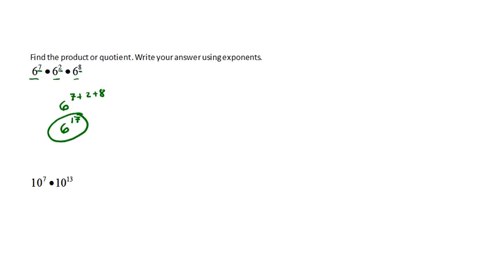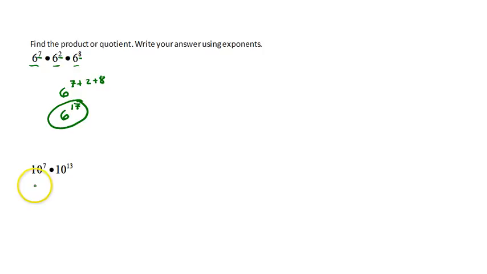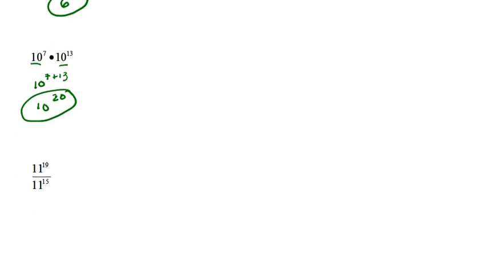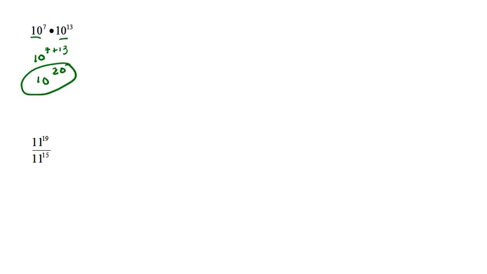Let's look at the next example. Same base, so I can do it. It follows the rule. It's multiplying, so I'm going to add my exponents, and I'm going to get 10 to the 20th. Simple.